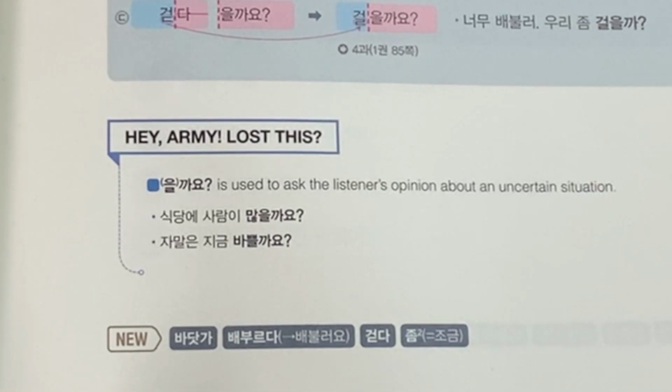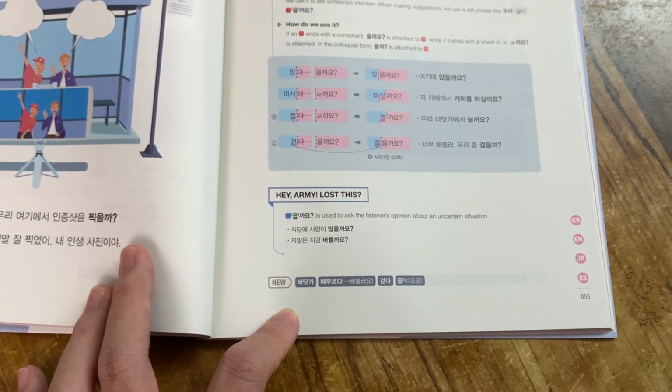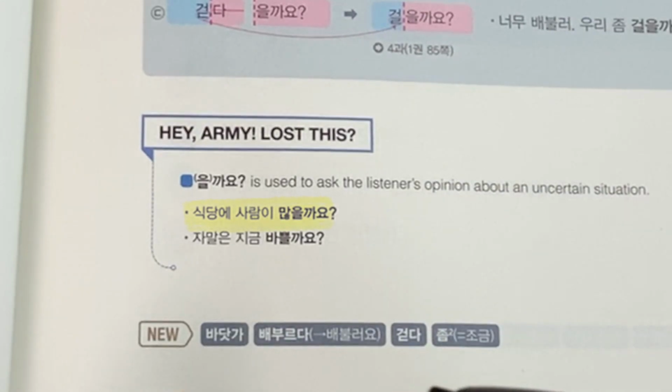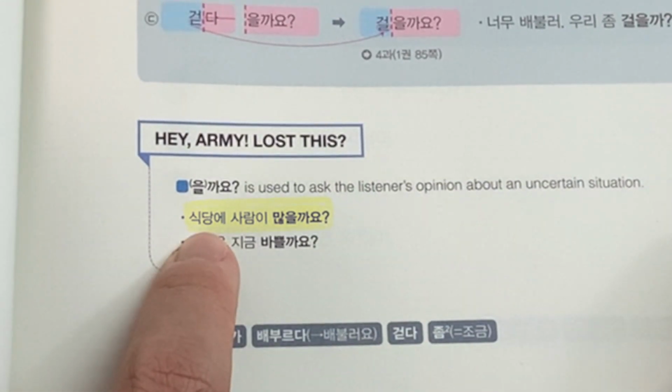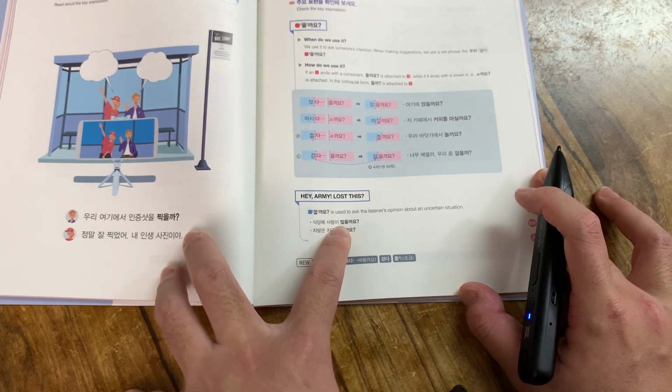And jumping to the bottom, we have description verb 을까요. So this is used to ask for an opinion about an uncertain situation. 식당에 사람이 많을까요? Do you think there'll be a lot of people at the restaurant?